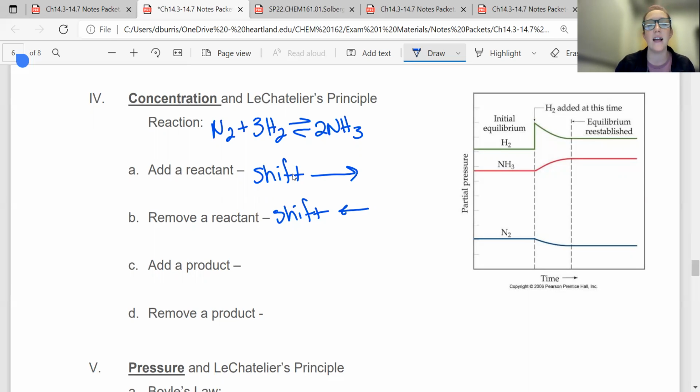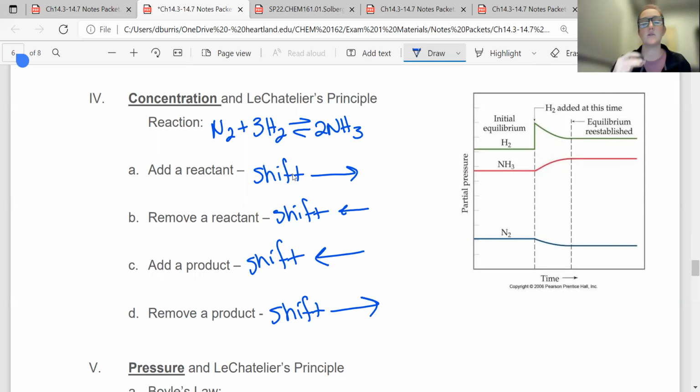All right, so products. If I add in a product, then it's going to have to shift to the other side to balance back out. So if you add a product, it's going to shift to the left side to balance back out. If I add in a bunch of product, it's going to have to shift back to the reactants to even out. And if I remove a product, it's going to shift right to fill in that gap. So if I take out some NH3, it's going to have to shift to fill in that gap. I take some out, it's going to have to shift that way to fill it back in.